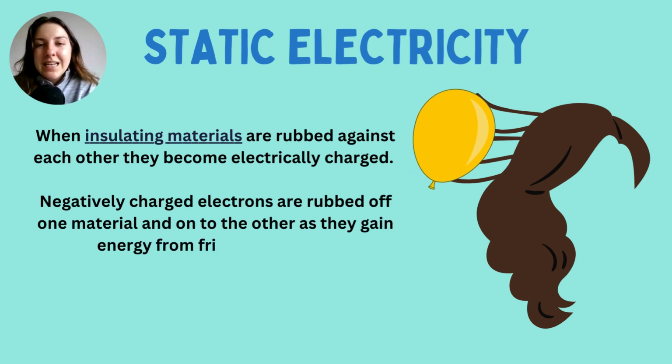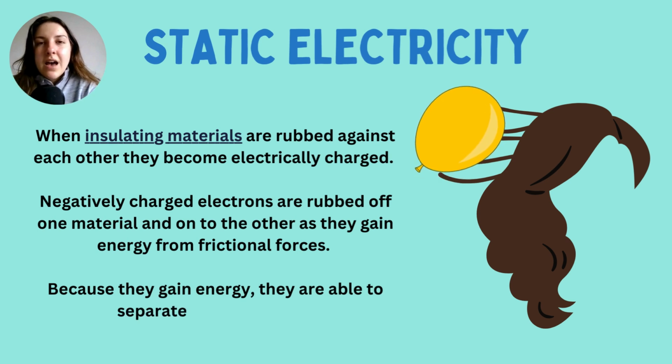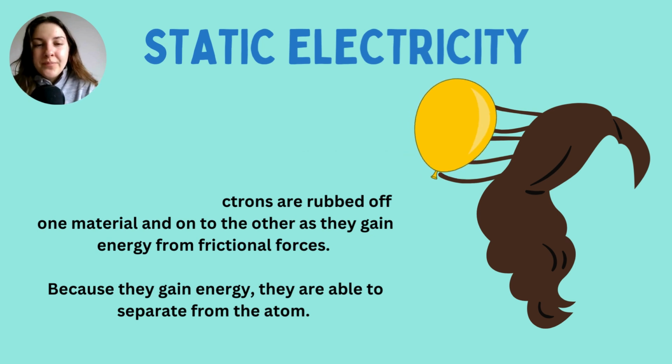So anytime you get an insulating material and you add a frictional force, you rub them together, you're actually transferring some energy to those electrons, and that helps them escape the electron shells that they're in, and essentially those electrons are moved or rubbed off onto the other material. And that way you actually build up charge.